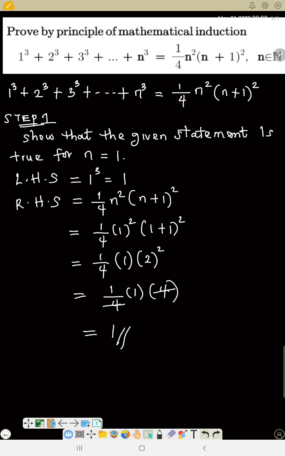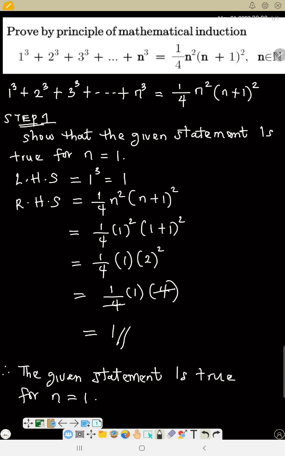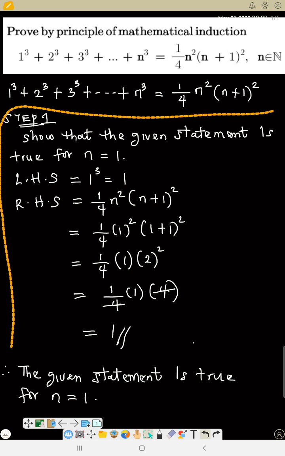Because it's true for n equals 1, you now conclude: therefore the given statement is true for n equals 1. So we have proved step 1. Now let's say step 2.